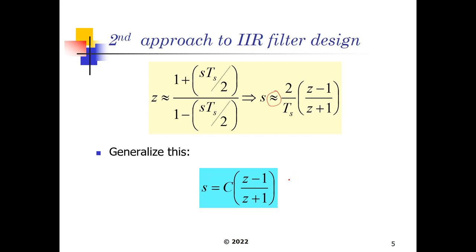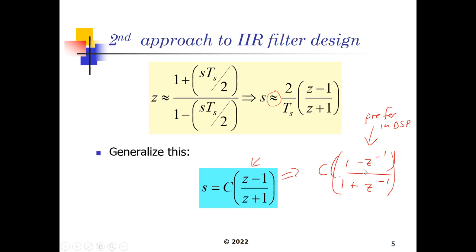Notice that this, and you'll see this in another slide, I could also express this as C times (1 minus Z to the minus 1) over (1 plus Z to the power minus 1), right? Which is the sort of version we prefer in signal processing and in engineering, but this one is easier to manipulate for algebra. Right? If you're making the substitution, it's easier to do it this way. Okay? But we eventually have to get the answer looking back with the negative indices. This is called the bilinear transform.